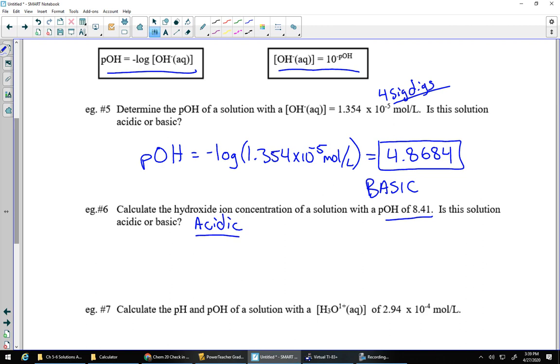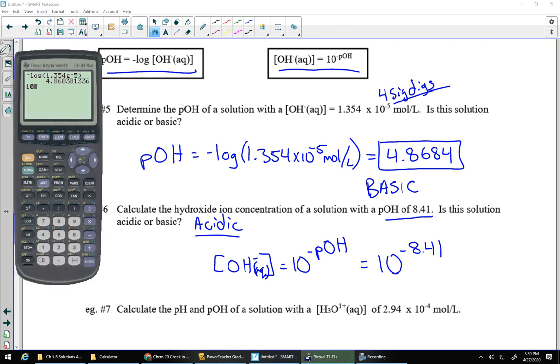If I'm looking for my concentration of hydroxide ions, I would do 10 to the power of negative pOH, which is 10 to the power of negative 8.41. So I get out the old calculator, 10 to the power of negative 8.41. And this works out to be, let's see, we need 2 sig digs. So that's 3.9 times 10 to the negative 9.